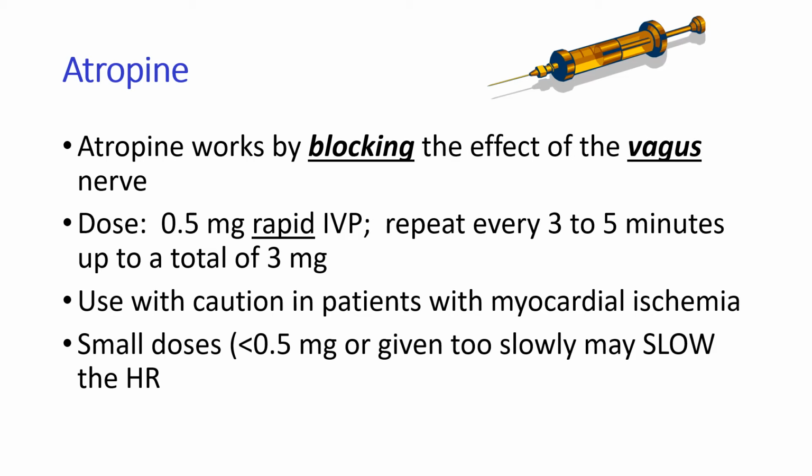We want to be very cautious in patients with myocardial ischemia, because if you give atropine and it increases the heart rate too much, tachycardia is very dangerous for a patient who has myocardial ischemia. You decrease the diastolic filling time when you're going faster, and it decreases the amount of time the coronary arteries are going to perfuse. Also, smaller doses than 0.5 can have a reverse effect where it actually will slow the heart rate.